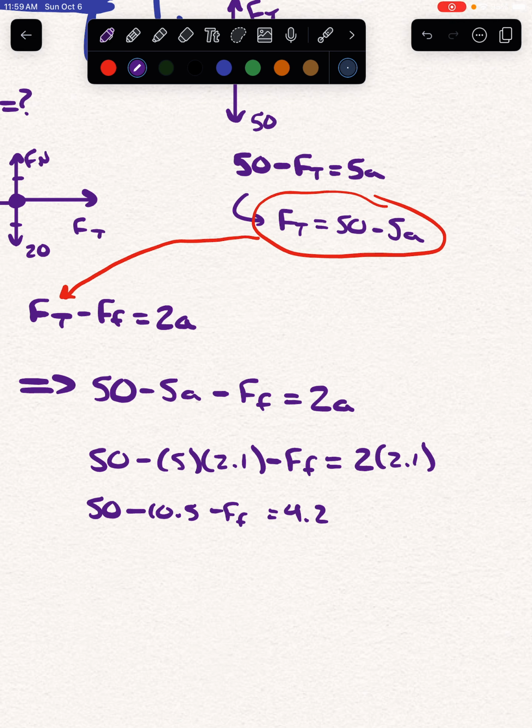I'll add my force of friction to the other side. And I'm going to subtract the 4.2 from both sides. So 50 minus 10.5 minus 4.2 is going to be 35.3, and that's equal to my force of friction.